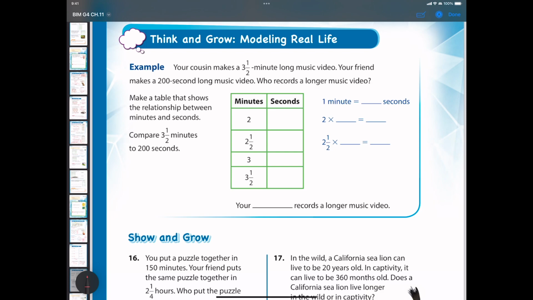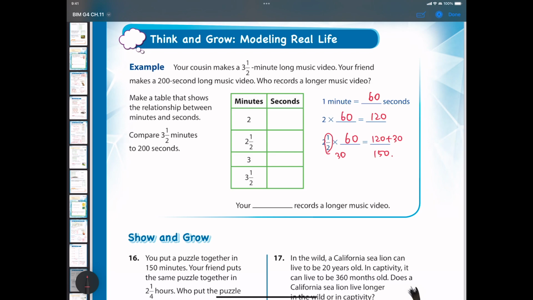We know 1 minute is equal to what? 60 seconds. So in 2 minutes, times 60 is what? 120 seconds. And what about 2.5 times 60? We know in 1 minute there is 60 seconds. So half minute is what? Only 30 seconds, right? So we simply add half more, which is 30 seconds more, which is 150.